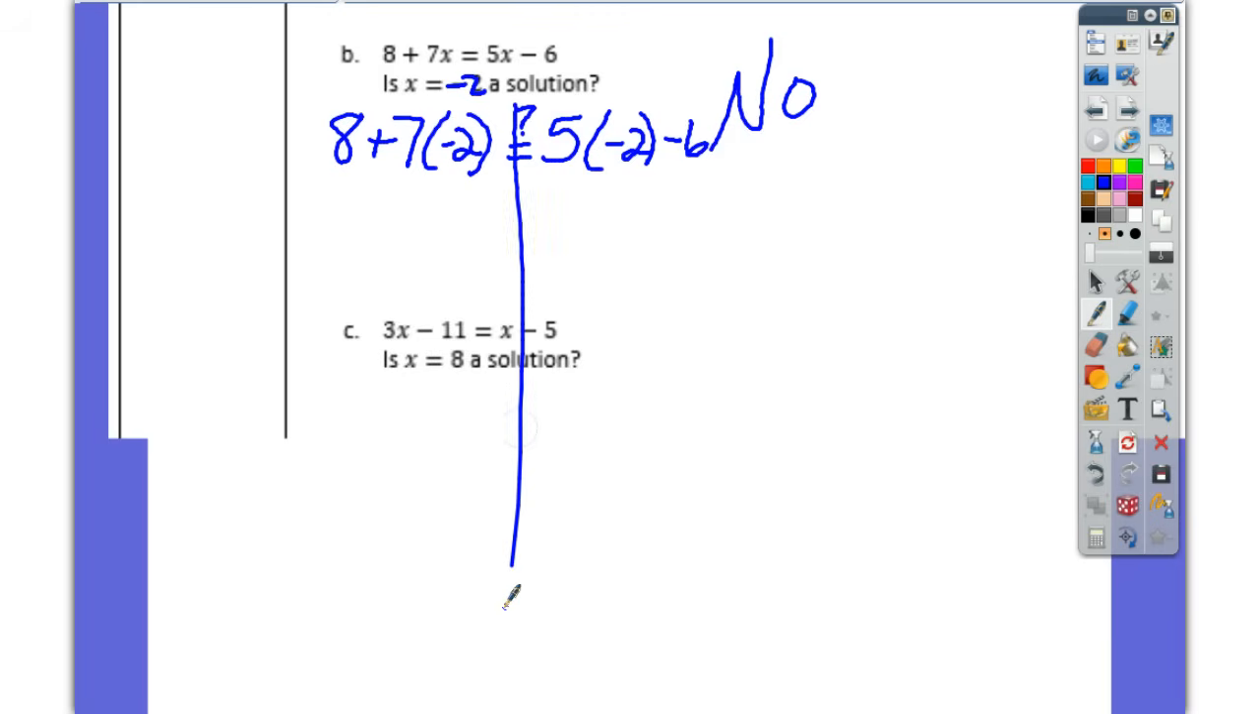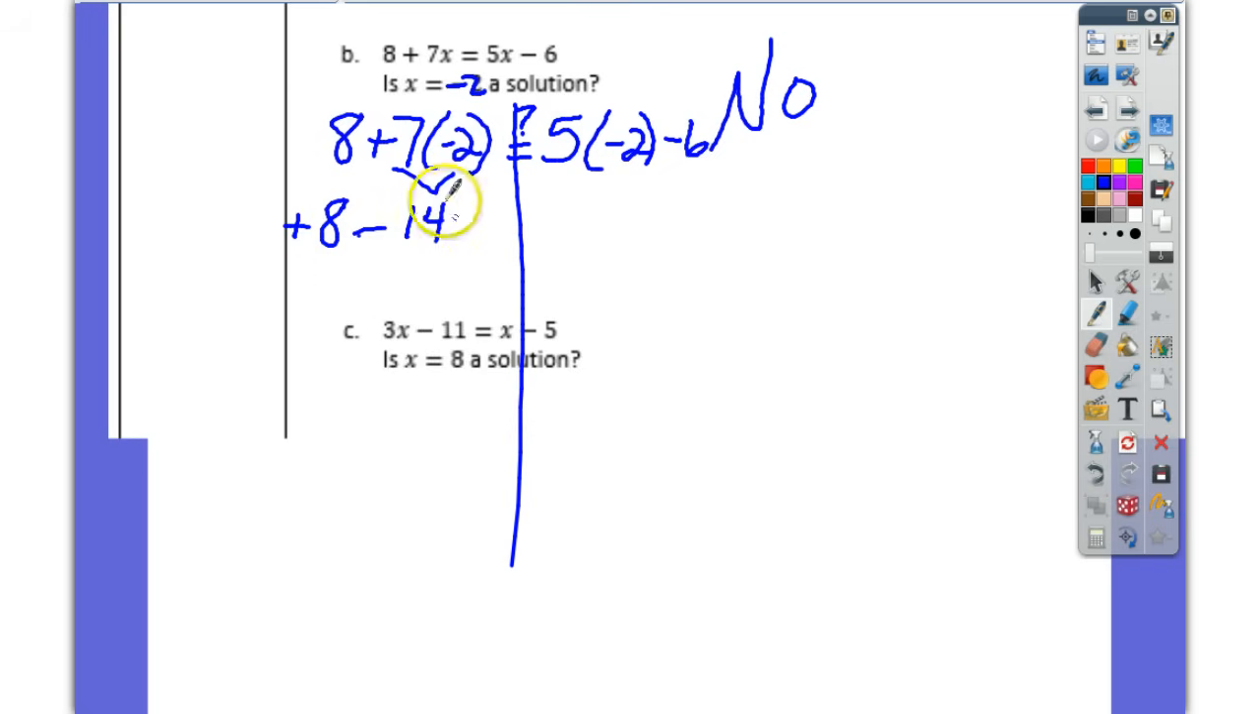Draw your line. What do I have to do first? You have to combine like terms. Order of operations, right? So multiplying, I get 8 plus what's 7 times the negative 2? Negative 14. So I've got 8 minus 14. Fight or unite? Fight.